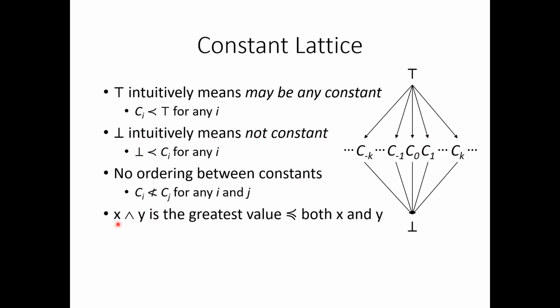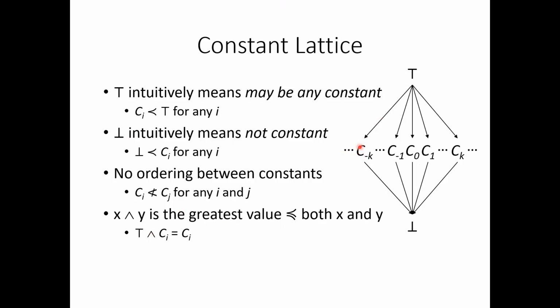Okay. So x meet y is the greatest value that is less than or equal to both x and y. What does that mean? It means that if I have two values, the meet of them is the value that is less than or equal to these two values. So if I have a top and I have a constant Ci, and I run a meet operation on them, then top and C negative k meet at negative k. So negative k here is the greatest value that is less than or equal to both top and negative k.